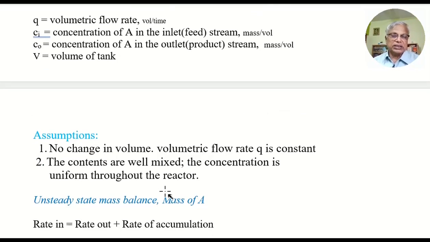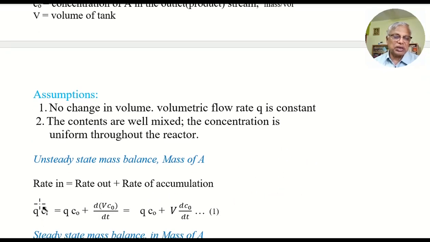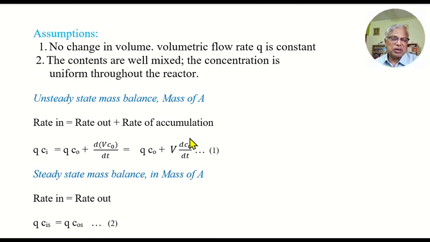So we write the unsteady state mass balance in terms of mass of A. The rate in will be the volumetric flow rate times the concentration Ci. Outlet mass is Q into C0. This is the accumulation, d by dt of the mass stored in the tank, V into C0. V is a constant, so I've taken V out of the differential. So this is the unsteady state mass balance equation.